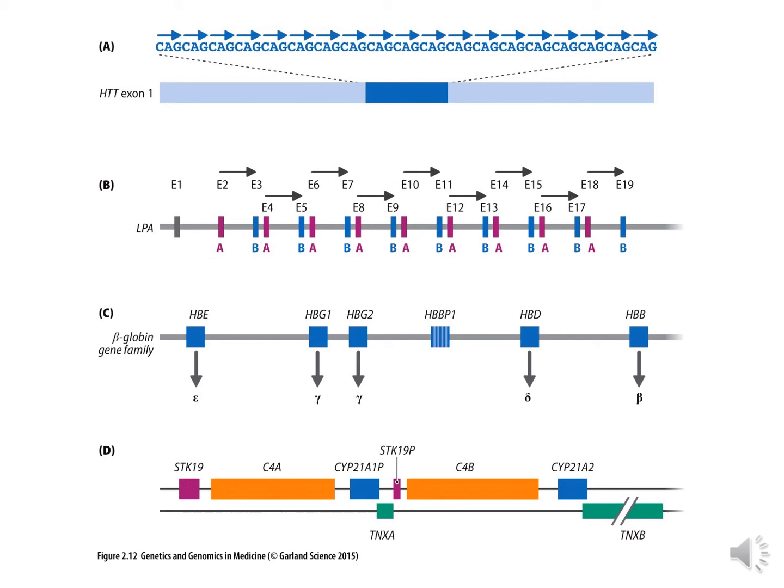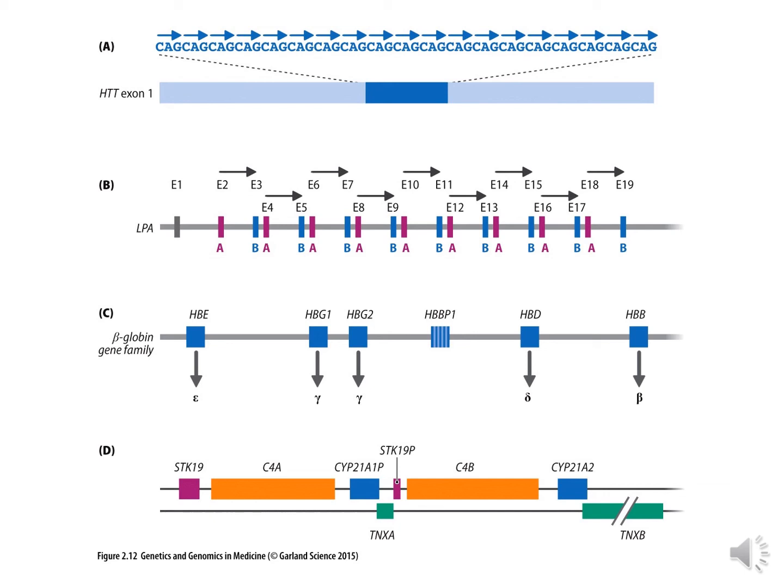In C, the beta-globin gene family has 6 highly related genes. Four genes make alternate globins used in hemoglobin, but the status of HBD is uncertain. Delta globin is never incorporated into a hemoglobin protein, and HBBP1 is a pseudogene.